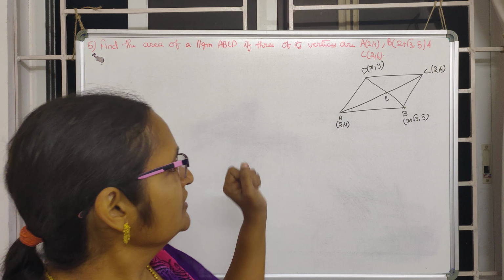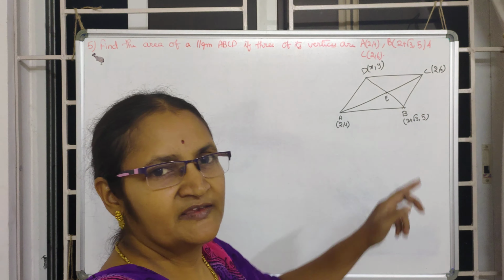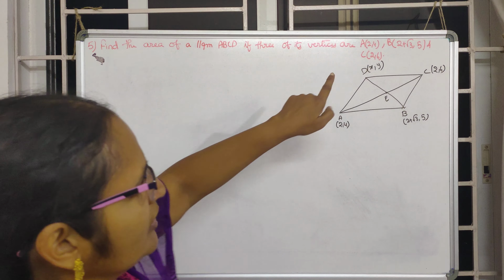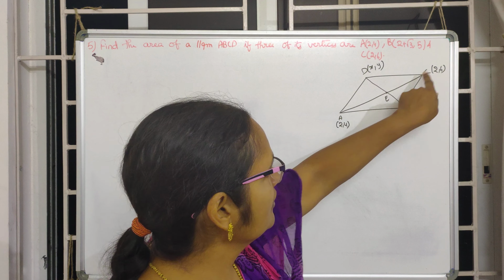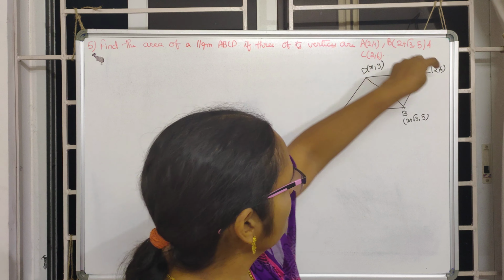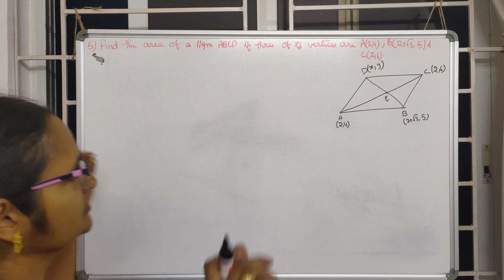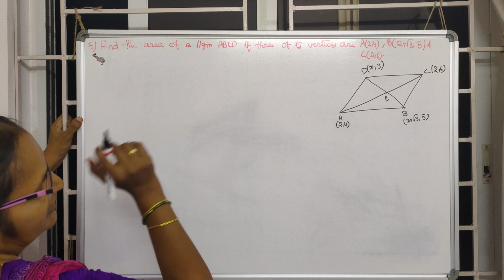So what do we do? We know that in a parallelogram, the diagonals bisect each other. That means the midpoint of AC is also the midpoint of BD. Using that, we are going to find the coordinates of D. After knowing the coordinates of D, we will find the area of triangle ABC and the area of triangle ADC. Both we are joining up, and we will get the area of parallelogram ABCD. That's what they are asking us to find. So, first we will find the coordinates of D.